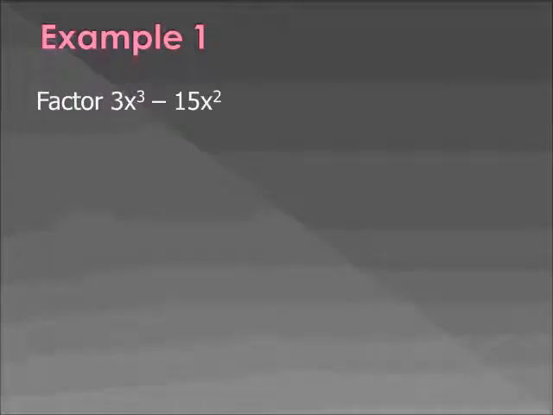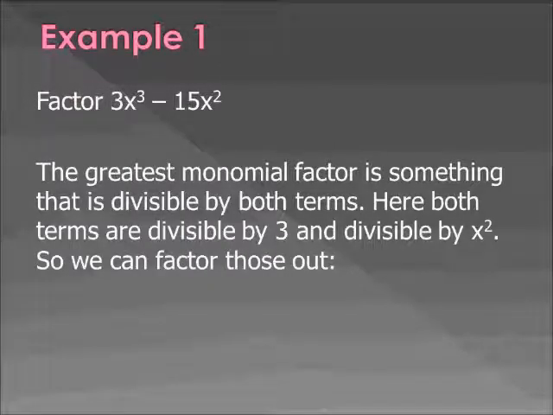Here, factor 3x cubed minus 15x squared. You are going to look for the greatest common factor between both of those monomials. Now, from what you did on Tuesday in class, you should be able to do this. What's the greatest common factor? Well, we can see the numerical factor is 3. 3 and 15 both are divisible by 3. Both monomials also have an x squared in them, so you can factor both of those out. You take out the 3, you take out the x squared, and what's left is x minus 5 inside.